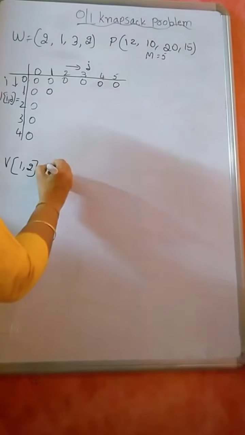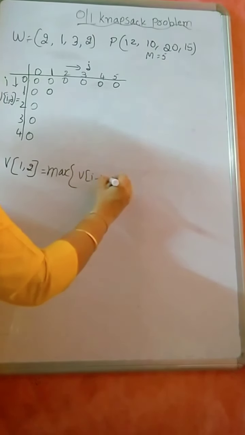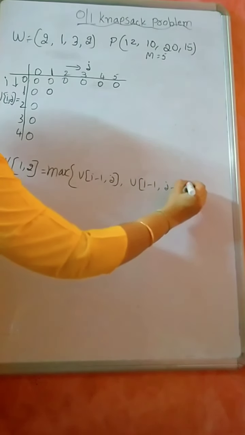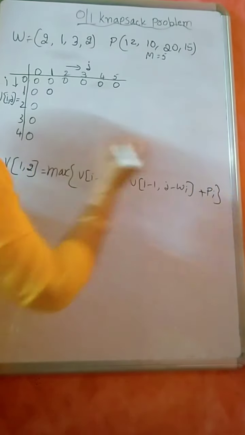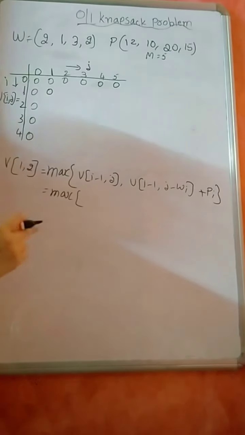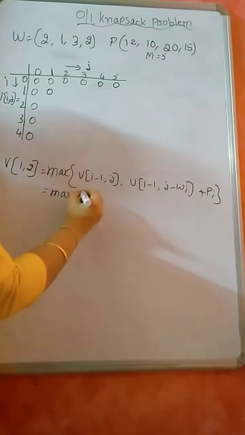Third case. So it is max of V of i minus 1 comma j, or V of i minus 1, j minus Wi plus Pi. So substitute. This is the formula. So at least once or twice you write the formula when you are calculating any of the entry. Then only they will come to know during the correction that you know the formula and you are substituting according to that. At least for one entry you write this formula. The remaining entries you can directly substitute.